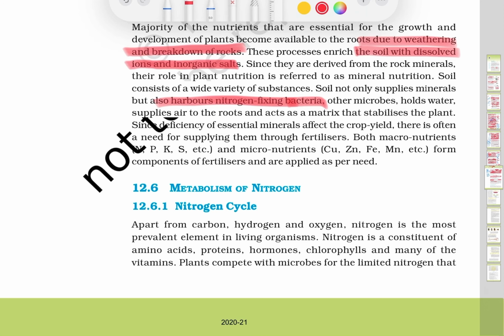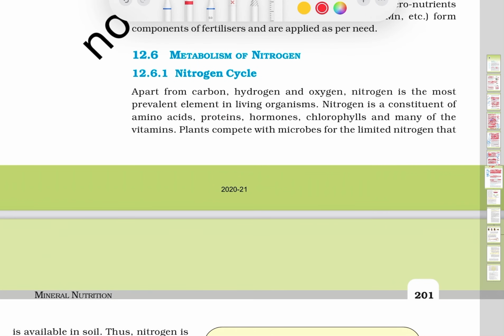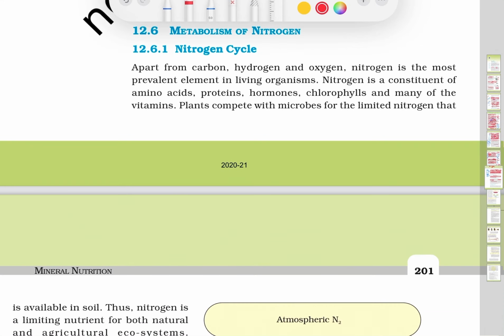Now coming to the metabolism of nitrogen. The nitrogen cycle. Apart from carbon, hydrogen, and oxygen, nitrogen is the most prevalent element in living organisms. Nitrogen is a constituent of amino acids, proteins, hormones, chlorophyll, and many of the vitamins.